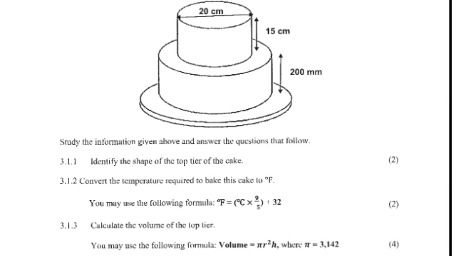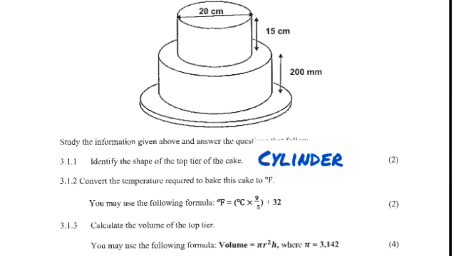In 3.1.1 it says identify the shape of the top tier of the cake. Obviously a cake is in a circular shape, but it is more of a 3D shape. So what it is, it's a cylinder. So that's the answer to that question. Our shape there is going to be a cylinder.